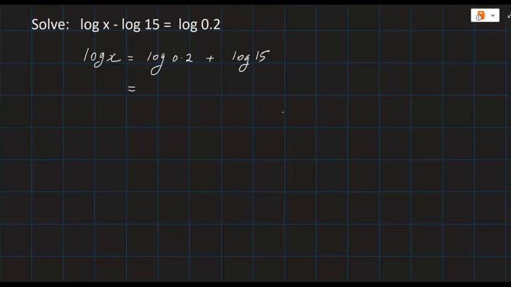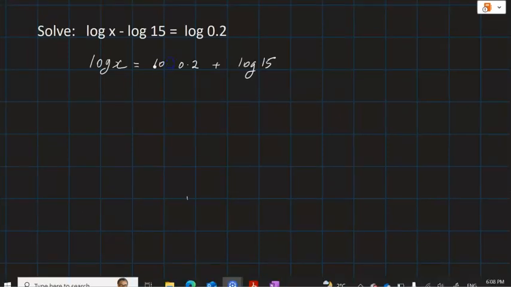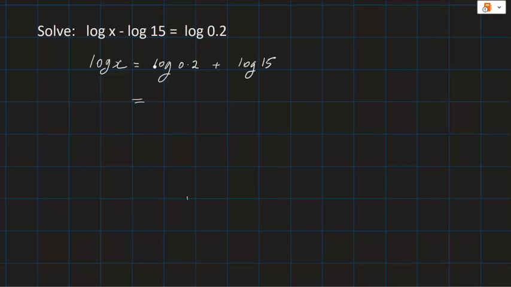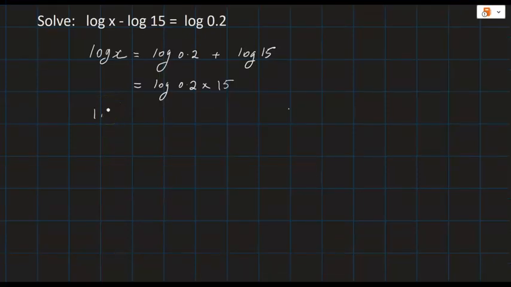Now we are going to simplify. So that is log of 0.2 times 15. Very good. And we'll have log of x equals, and you're multiplying these two, and by multiplying them, you'll get log of 3. And that is simply x equals 3.